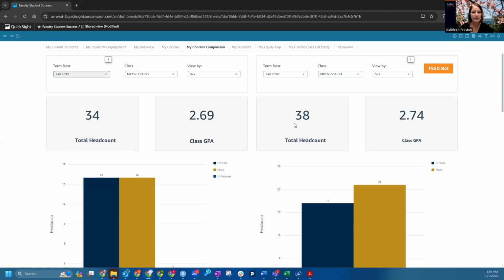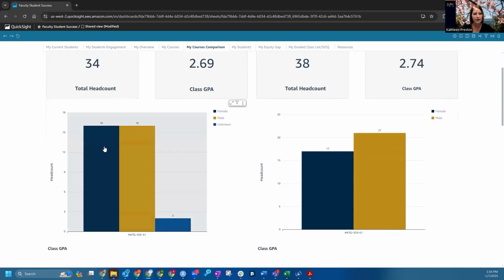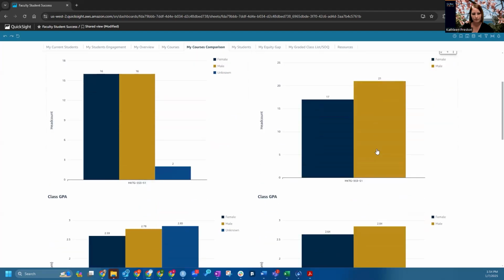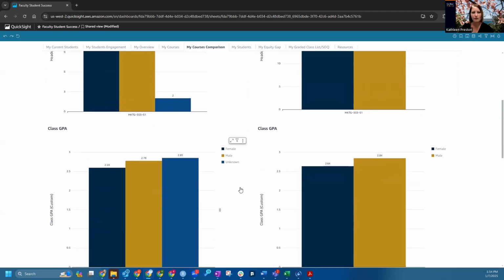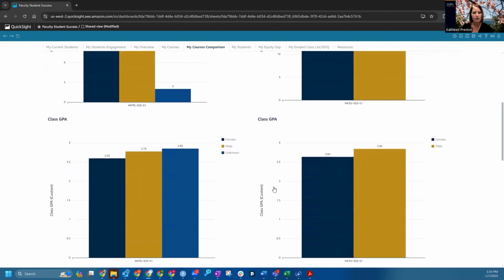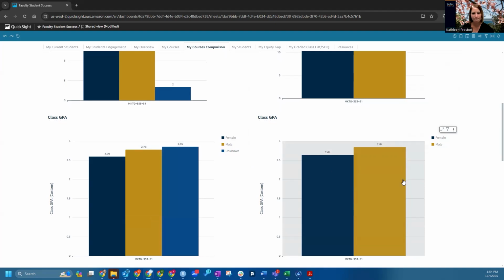So right now we're looking at this by sex. So we have the same number of females and males, and here we have two unknown. And then we have fewer females than males in fall of 2020. And we can see how the GPA follows this distribution as well. So the females did not perform as well as the males in either of those semesters.